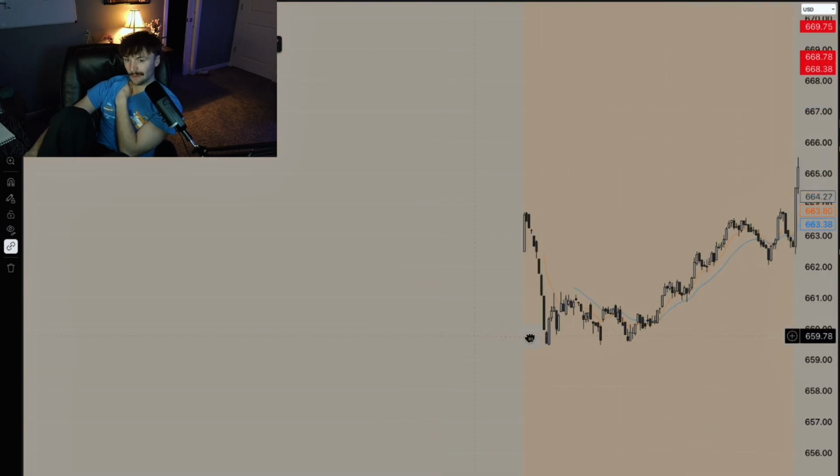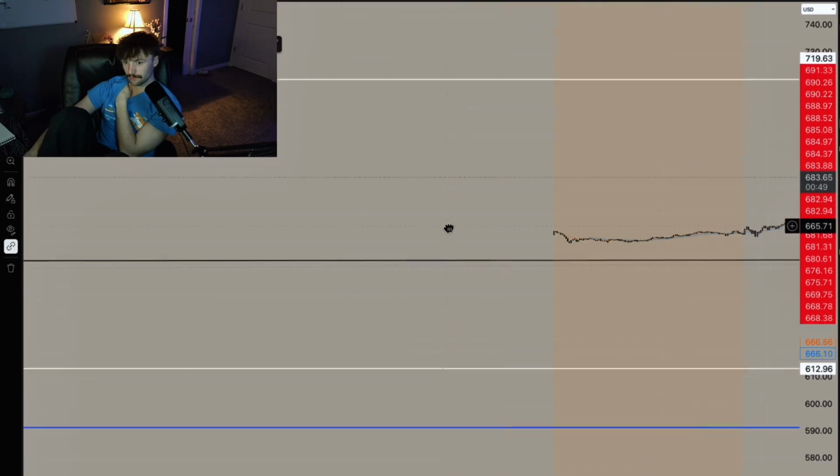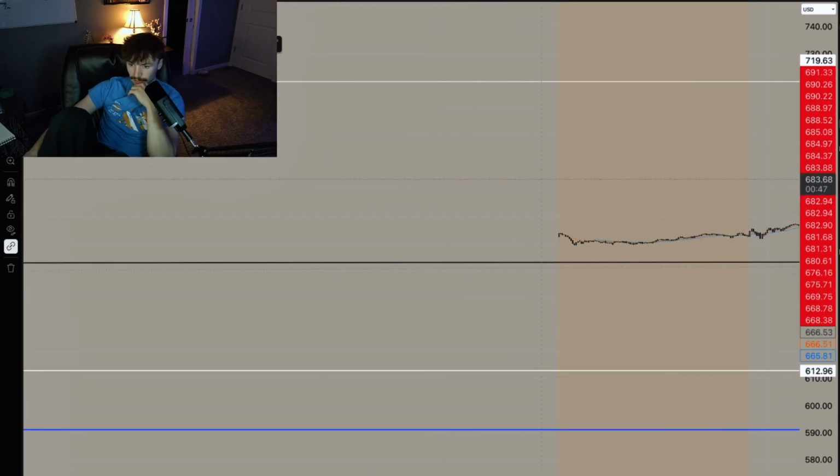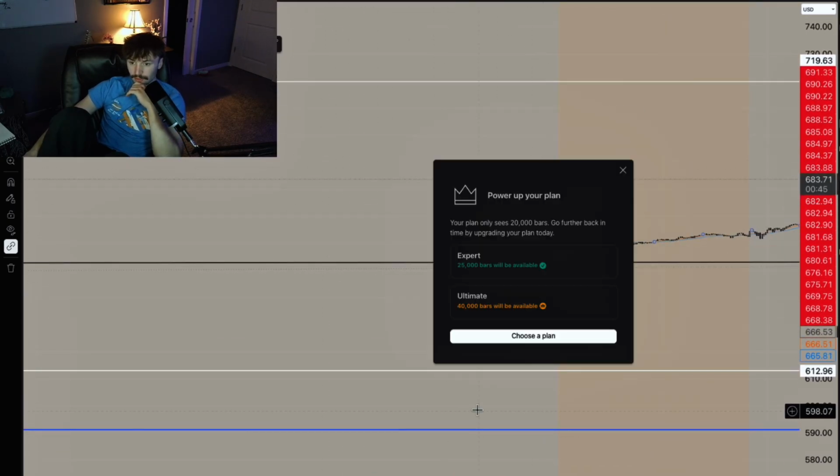I could sit here all day and do this because honestly, I enjoy it. I don't know where my chart is now. I mean, okay, so it looks like it's not letting us go back any further. Boy, I'm on the most expensive plan. Whatever, man.